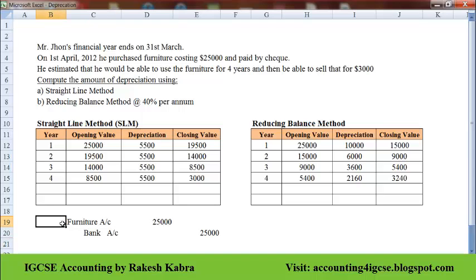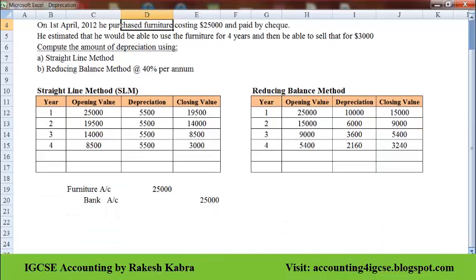When will we pass this entry? At the time of buying the asset. Okay? Now see, at the end of the year what will we do? At the end of the year we will charge the depreciation. Okay? So under straight line method, what is the amount of depreciation? $5,500. With this amount I will pass the entry. So tell me, this $5,500 is profit or loss? Loss. So we will debit the loss, isn't it?